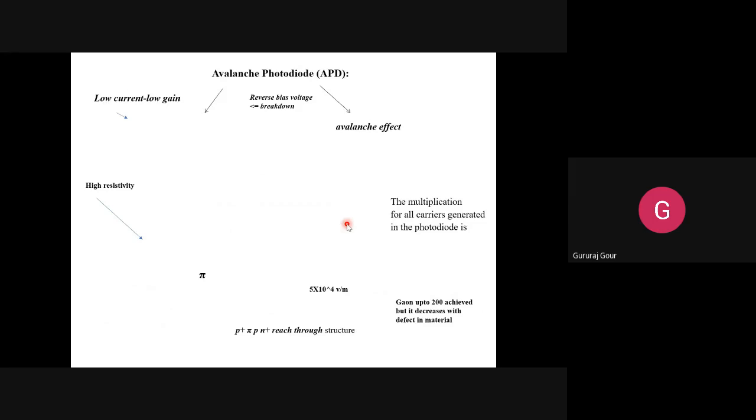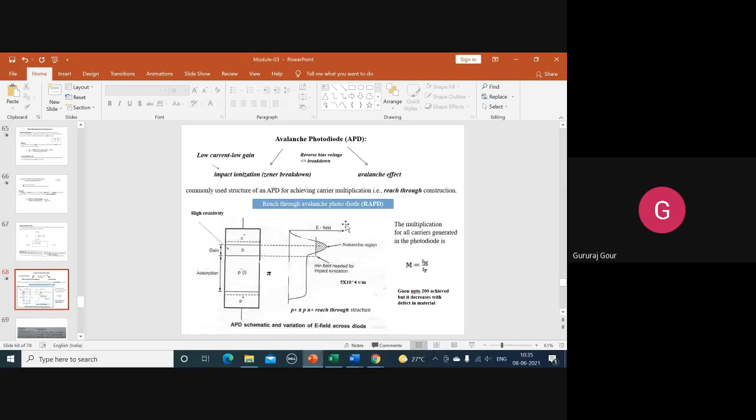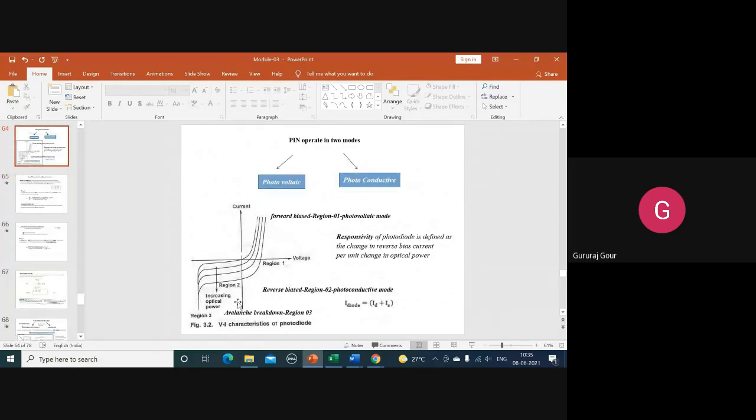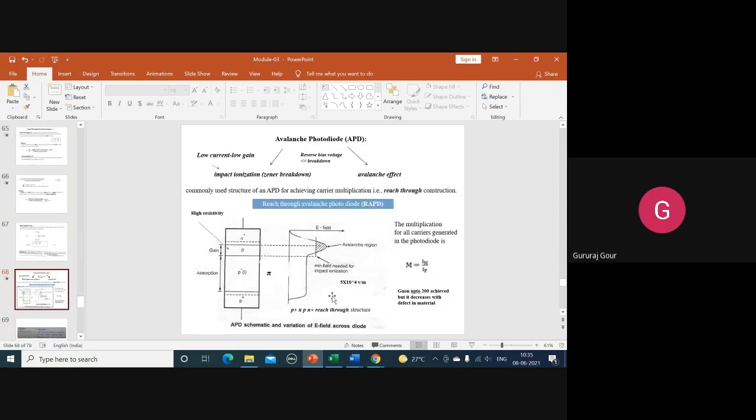So next we'll continue with the avalanche photodiode. That is another version of the photodetector. So just for you to understand, here you can see, I told that the photodetector is going to operate in three different regions: forward bias region, then reverse bias region, then breakdown region. In the breakdown region, now we are discussing.